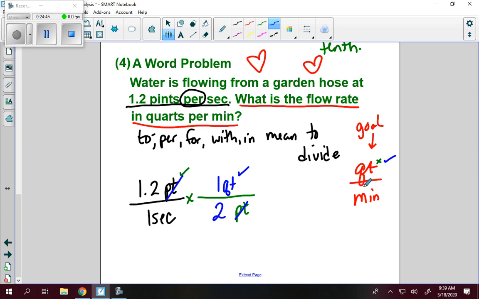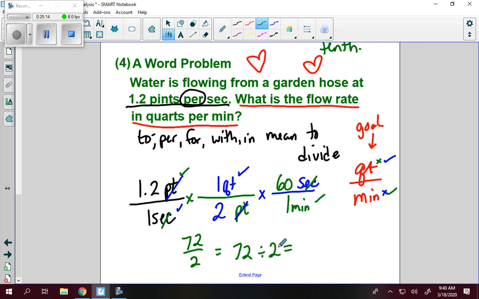However, I need it per minute. So this second is not minutes. So I'm going to times it to get rid of seconds. And I know that there are 60 seconds in a minute. So when I cancel out my seconds, I'm left with minutes, which is now what I need. When I do the math, I'm going to get 72 over 2, which is 72 divided by 2, which is 36 quarts per minute. Awesome!